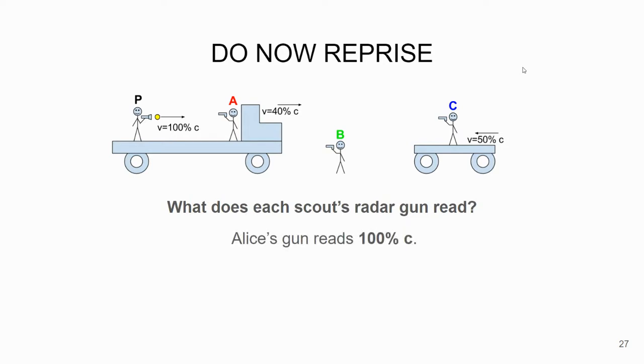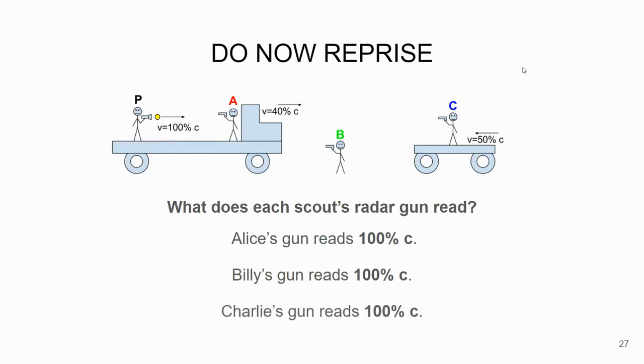Alice's gun reads 100% c. It reads exactly the speed of light. Maybe you're not surprised by that. The surprising thing is that Billy's radar gun also reads 100% the speed of light, and Charlie's radar gun also reads 100% the speed of light because of the second postulate. Any observer is going to measure the speed of light as exactly the same thing. Any inertial observer will always measure the speed of light to be exactly the speed of light, regardless of their motion or regardless of the motion of the source of the light.